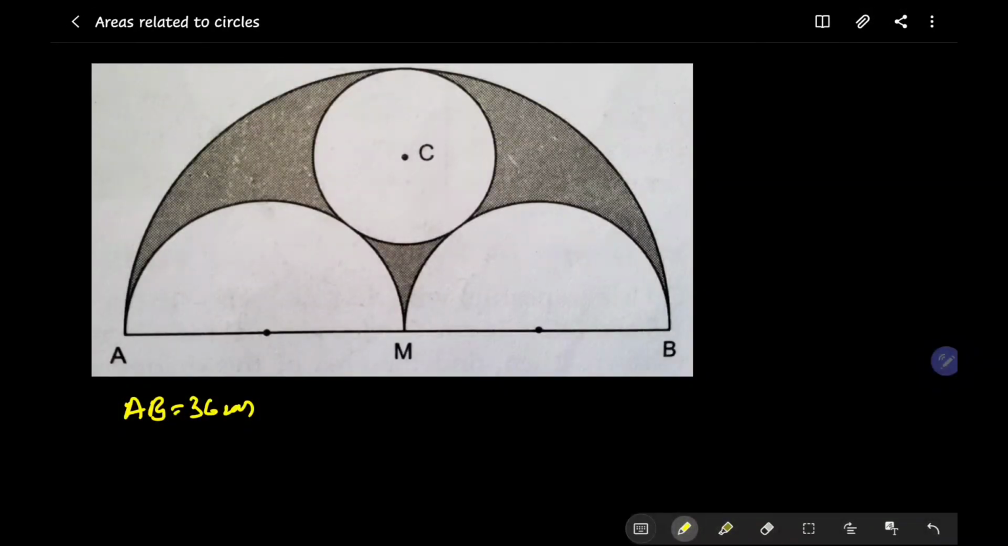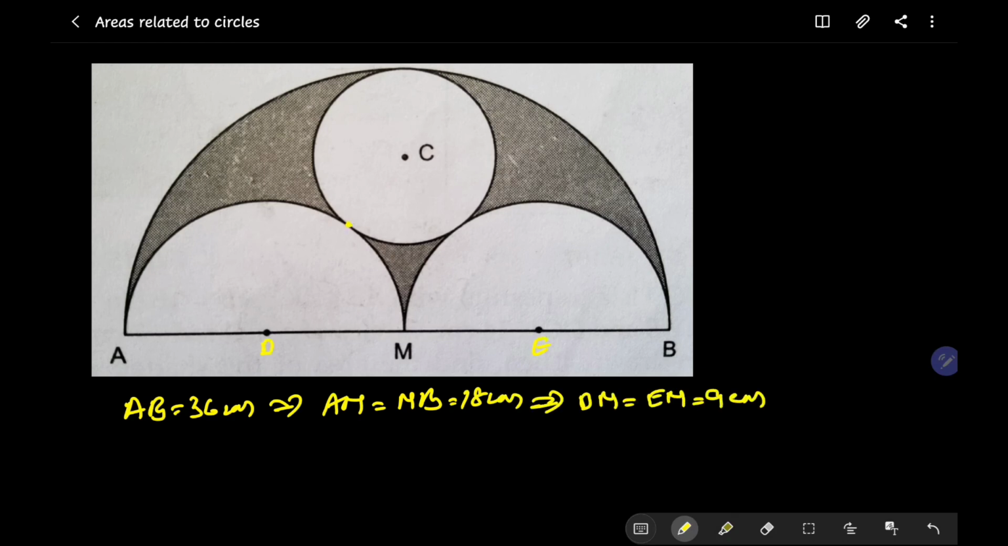From the bigger semicircle, the white regions given by the circle and the two smaller semicircles are to be subtracted to get the area of the shaded region. The length of AB is given as 36 centimeters, which is the diameter of the bigger semicircle, and hence the radius is 18 centimeters. The radii of the smaller semicircles will be DM and EM respectively, each of length 9 centimeters. The only difficulty in this problem is we don't know the radius of the circle.